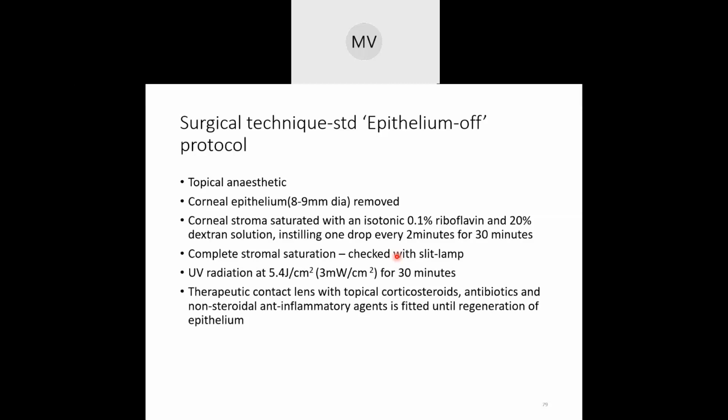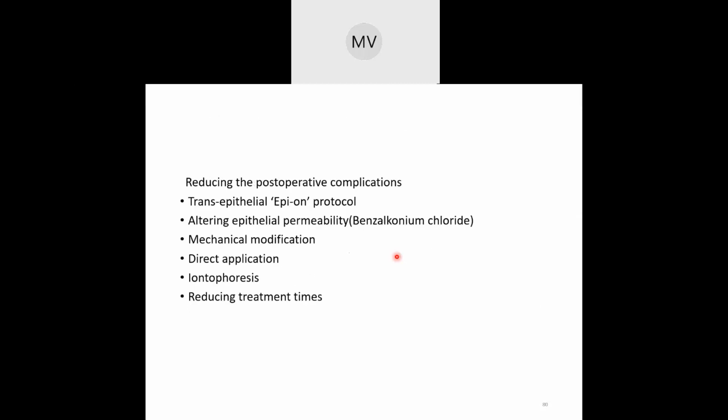Therapeutic contact lenses with topical corticosteroids, antibiotics, and non-steroidal anti-inflammatory agents are fitted until regeneration of the epithelium happens. To reduce postoperative complications, the transepithelial protocol can be performed. Altering epithelial permeability with benzalkonium chloride is done. If we instill benzalkonium chloride, the tight junctions of the epithelium will be loosened, and through that the riboflavin can penetrate into the corneal stroma. So mechanical modification is done, direct application.